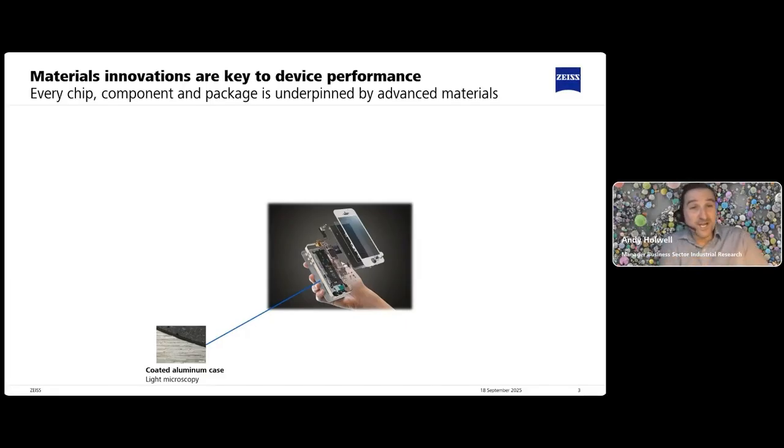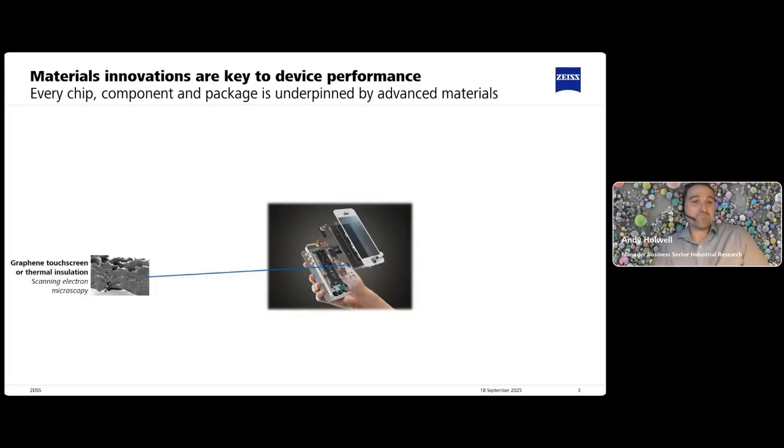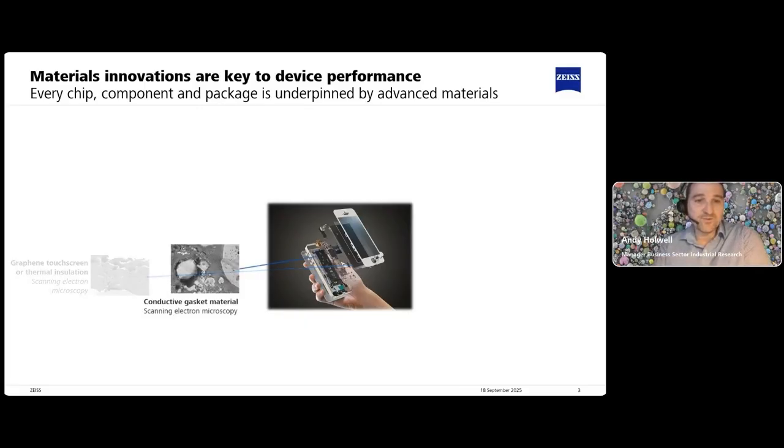So coatings and layers, here we are again talking about how they interact and interplay, and even in the case of coatings, change the color of that casing itself. There's a gyroscope in every mobile phone these days, of course, and this is a non-destructive X-ray scan. Graphene, material of the future, could be in the touch-sensitive screen, could be used as thermal insulation, and we have here a scanning electron microscopy image of that.